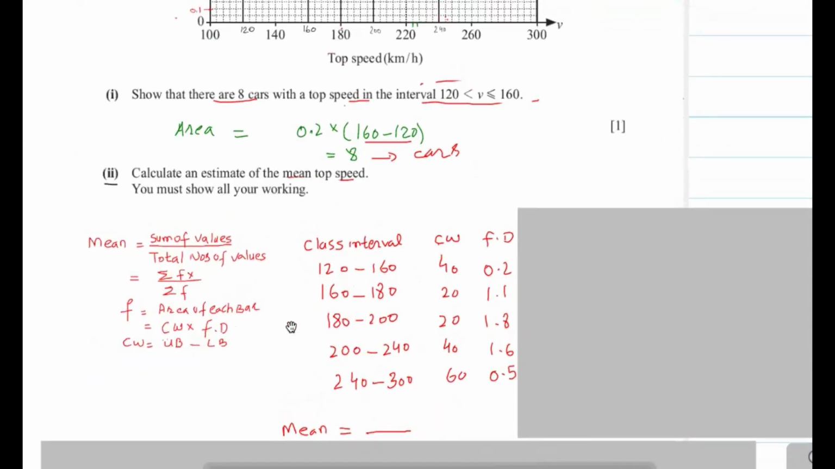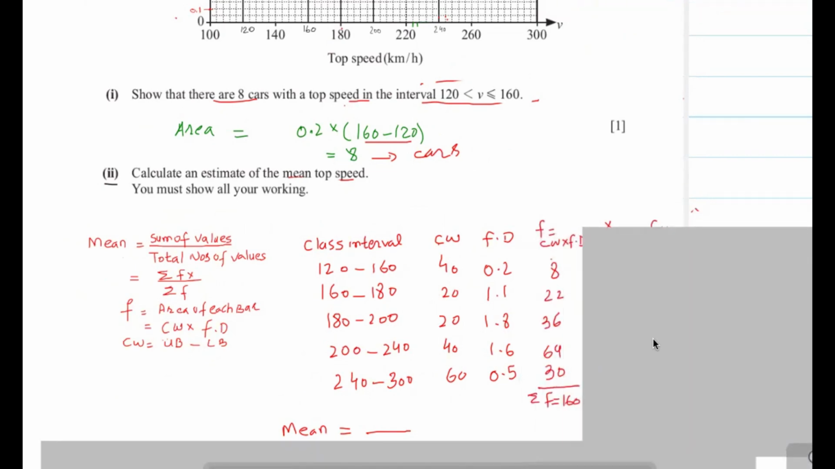Next we can calculate the frequency by multiplying the class width and the frequency density. When we multiply 40 into 0.2, we get 8, and next 20 multiplied by 1.1, we get 22, and next we get the value by multiplying 20 into 1.8, which is 36, 40 into 1.6 is 64, and 60 multiplied by 0.5 is 30.